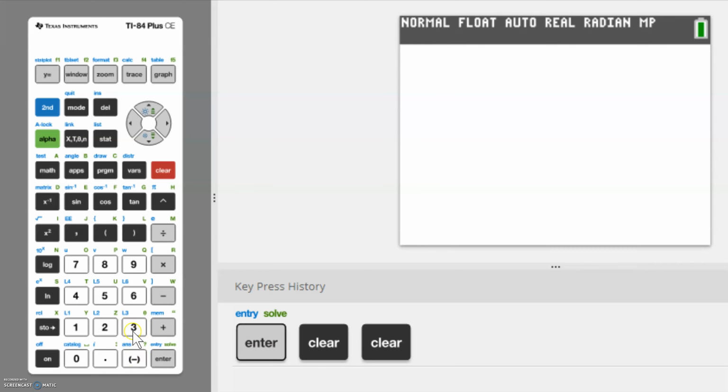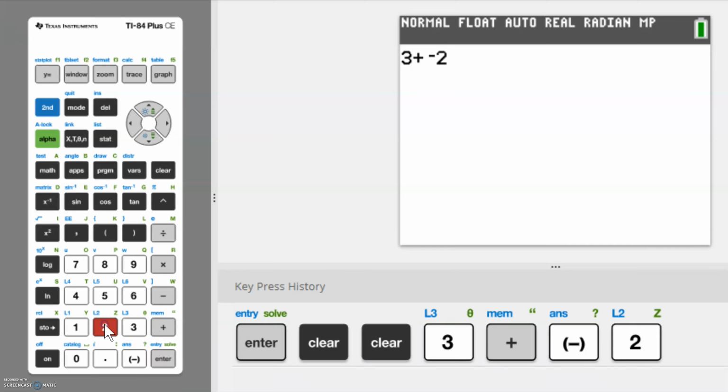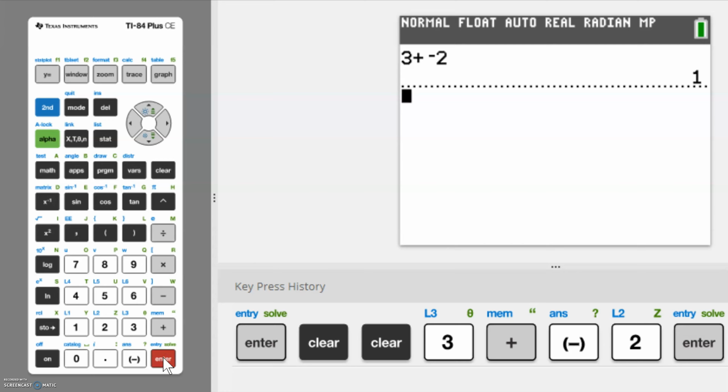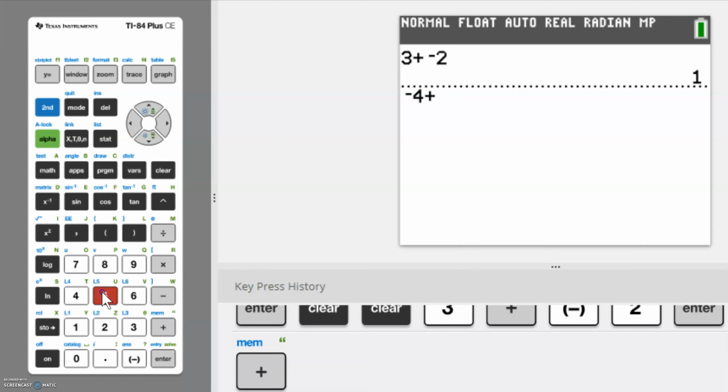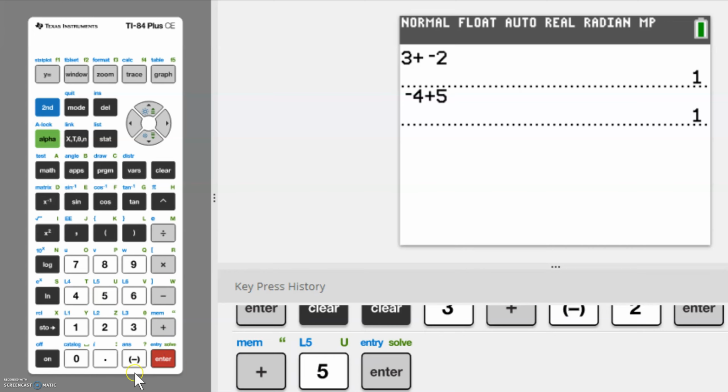So for example, if you wanted to take 3 plus -2, I would hit the negative key before I hit the 2. And then we don't have an equal sign on here because this key functions more than just equals. So we can hit enter and that'll give you the answer. Now, if I want to type in -4 plus 5 and hit enter, I hit that negative symbol before I hit the 4.